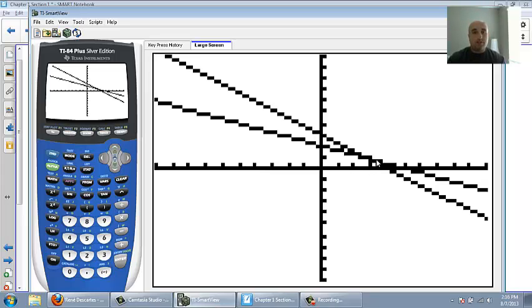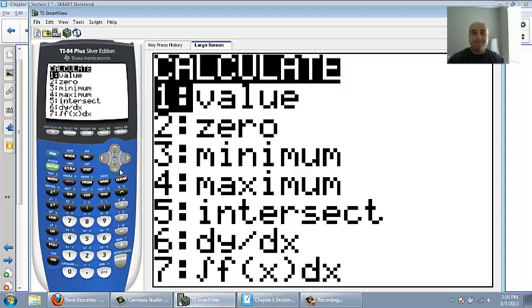So the next step, which I'll write down in a second, is to hit second trace. And if you notice, there's a bunch of calculating things here that you can do. You can find the value, a zero, minimum, maximum. Intersect is the one that we want. We want to find the intersection point.